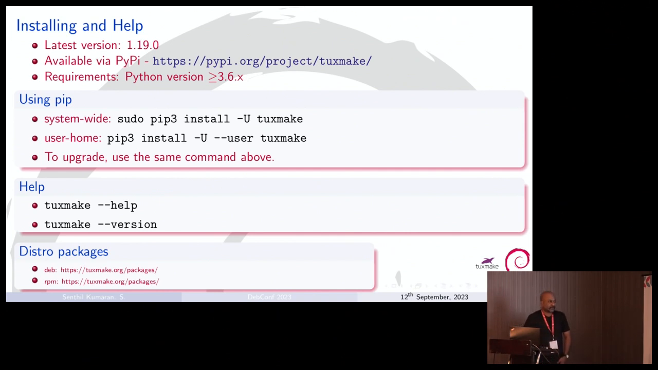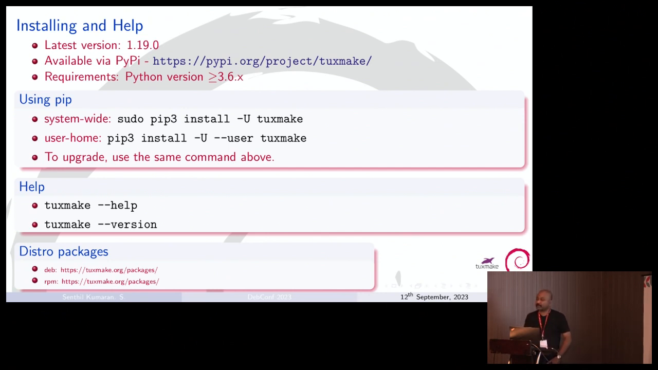And there are other ways. I am not going to get into detail on how to install it with pip and so on; it's the usual process for installing a Python package. There are other ways, like the distro packages. We do provide deb and RPM packages, which are available at tuxmake.org/packages.